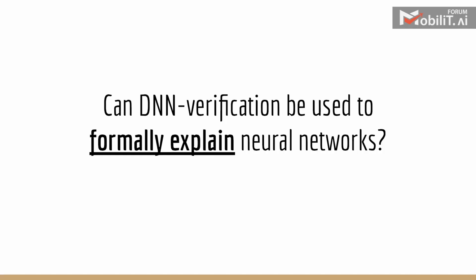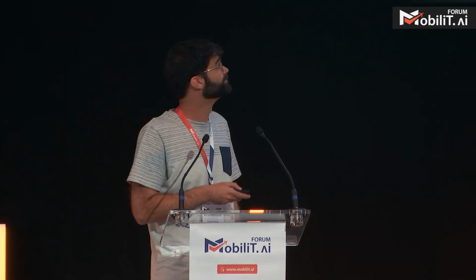So now I want to talk about other properties that we may be able to look at for DNN verification. And specifically, I'm going to ask whether neural network verification can be used in order to formally explain the decisions of neural networks.